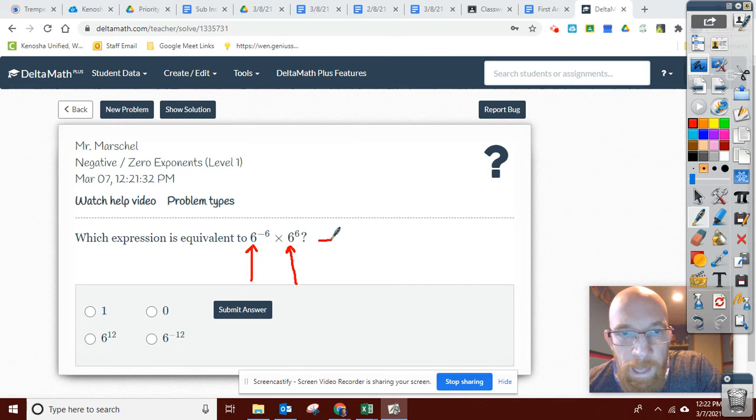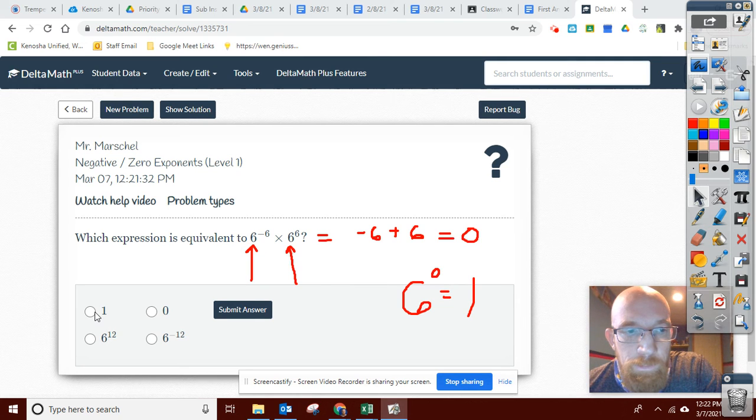All right, well, we should add the exponents here. So -6 is the one exponent, and we're adding 6 to it. And when that happens, those are opposites. So that gives me 0. So that's going to be my new exponent on my base. What is 6 to the 0 power? 1, right? So 1 is our answer.